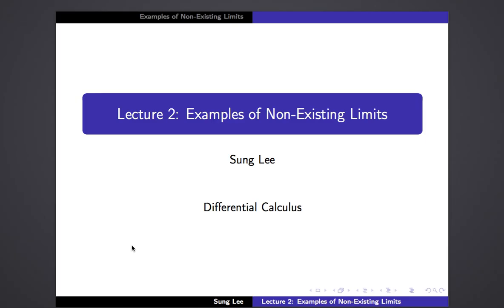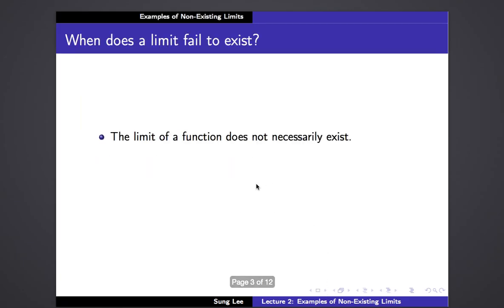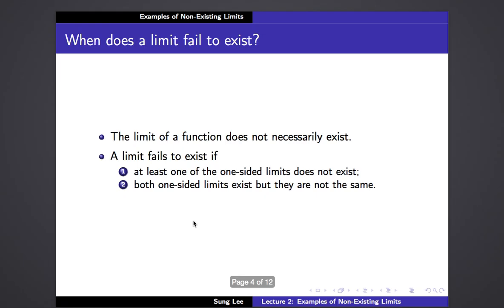In this lecture, we study examples of non-existing limits. In my previous lecture, I mentioned the limit of a function does not necessarily exist. So the question is, when does a limit fail to exist? A limit fails to exist if at least one of the one-sided limits does not exist, or both one-sided limits exist, but they are not the same.